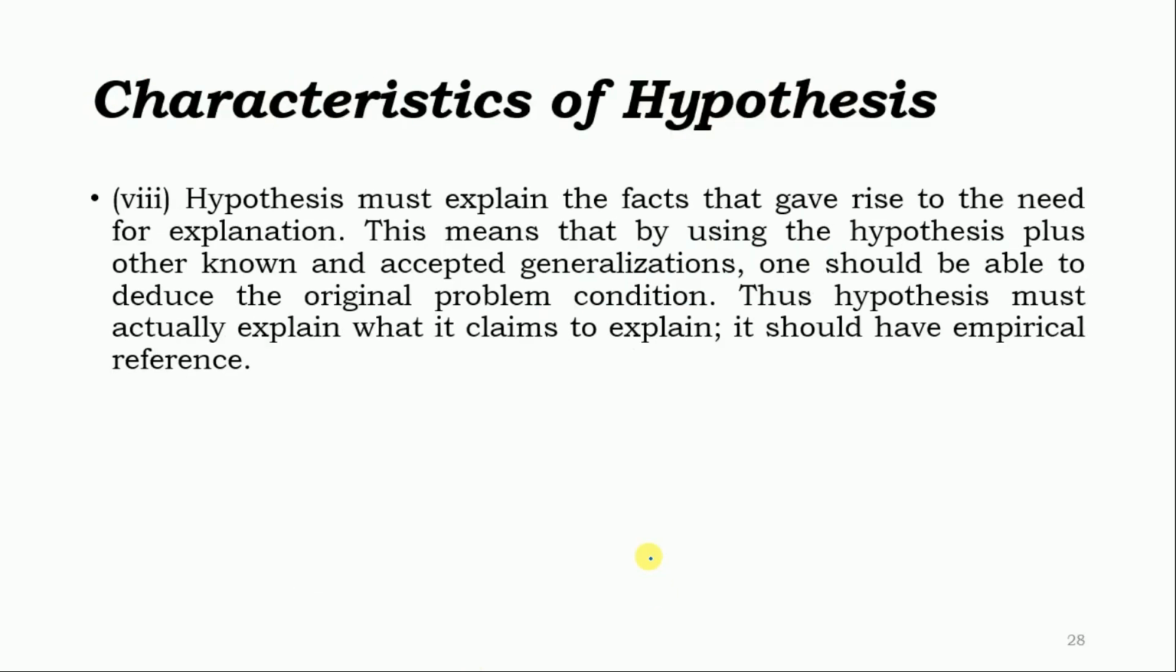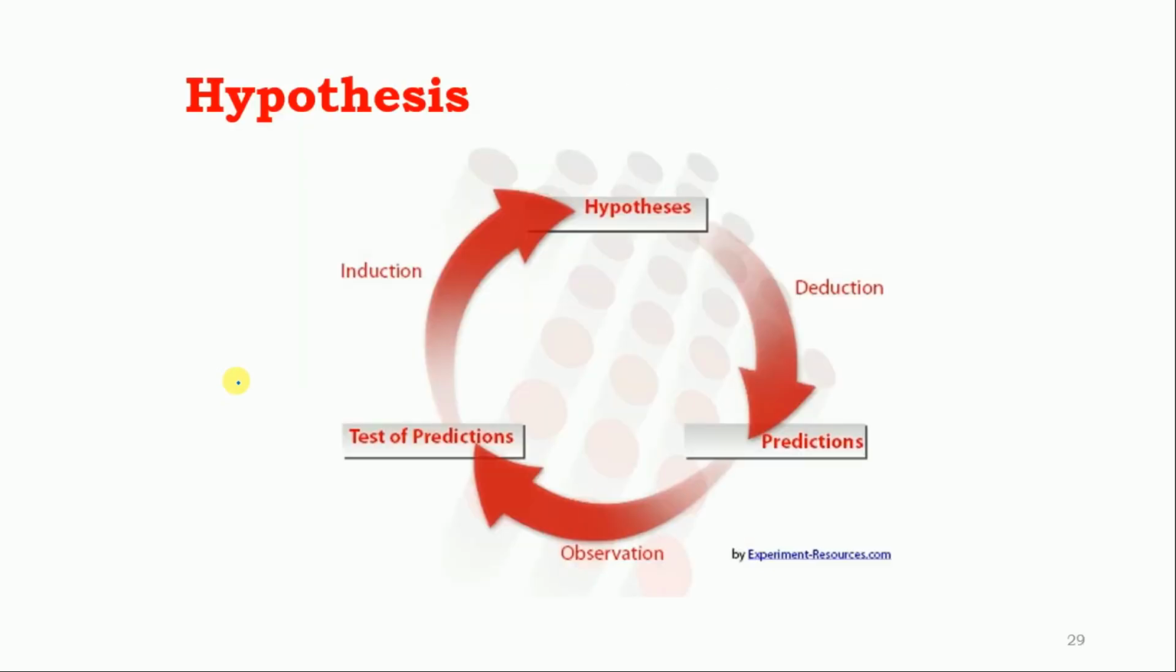These are some characteristics of hypothesis. Another characteristic of hypothesis is that it must explain the facts that give rise to the need for explanation. This means that by using the hypothesis plus other known acceptable generalizations, one should be able to deduce the original problem condition. Thus the hypothesis must actually explain what it claims to explain. It should have empirical references.